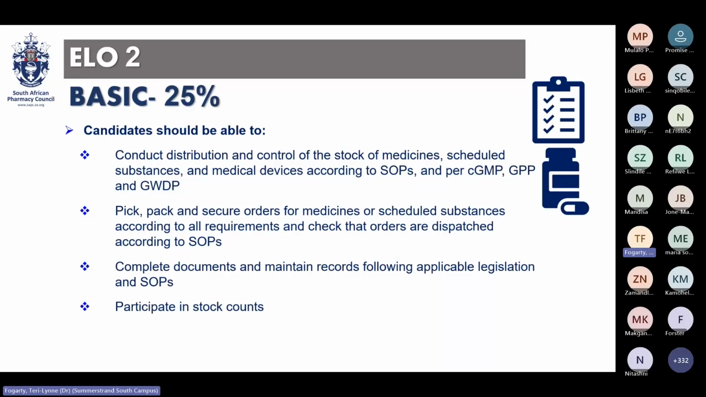So the first part of this one is to conduct distribution and control of stock of medicines and scheduled substances according to standard operating procedures and according to the various standards that we have. Pick, pack, and secure orders for medicines or scheduled substances according to requirements, and check that orders are dispatched according to standard operating procedures. Complete documentation and maintain records following applicable legislation and standard operating procedures, and then participate in stock counts. So you can see how there may be a calculation around stock counts in the exam.